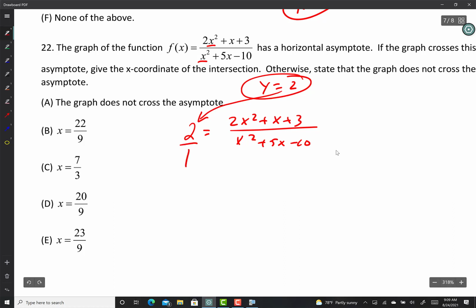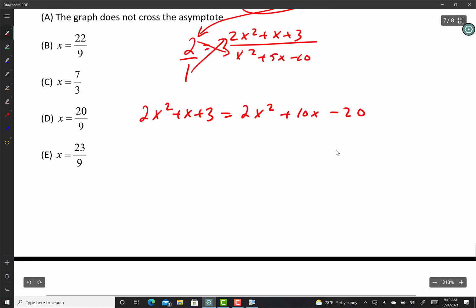So I put a 1 in the bottom of that too, and all I'm going to do now is cross multiply. So 1 times the numerator there, so 2x squared plus x plus 3, better equal 2 times my denominator there, 2x squared plus 10x minus 20. And now all you're going to do is solve. Your quadratic terms should always cancel. If it's going to cross, those terms will always cancel. Minus 2x squared, minus 2x squared.